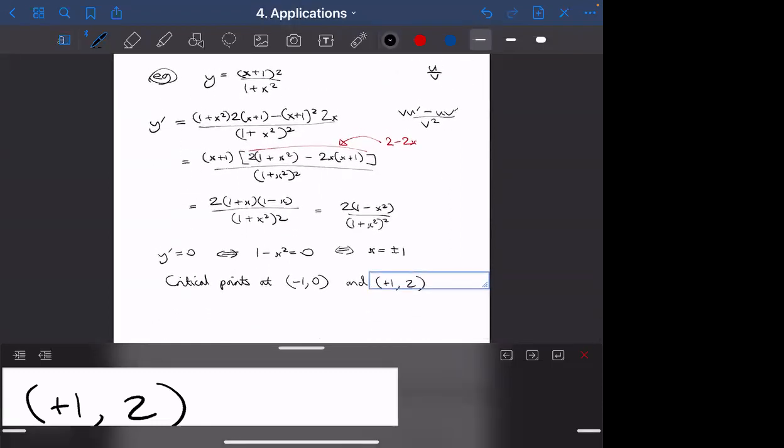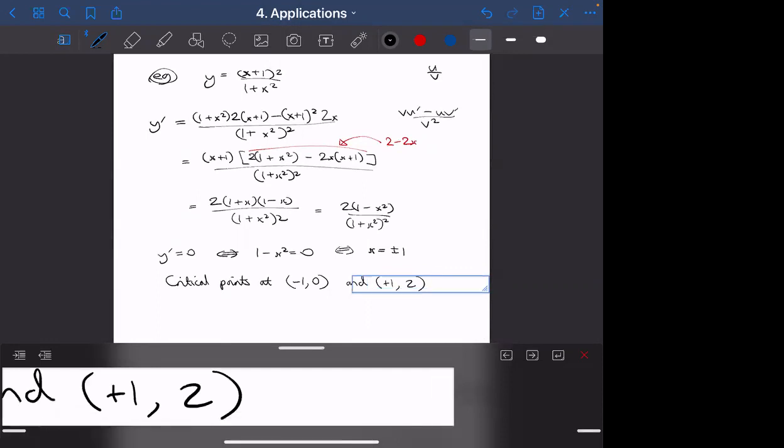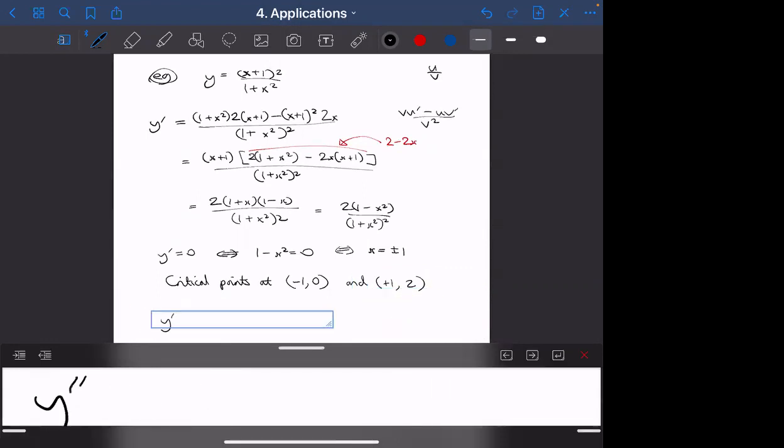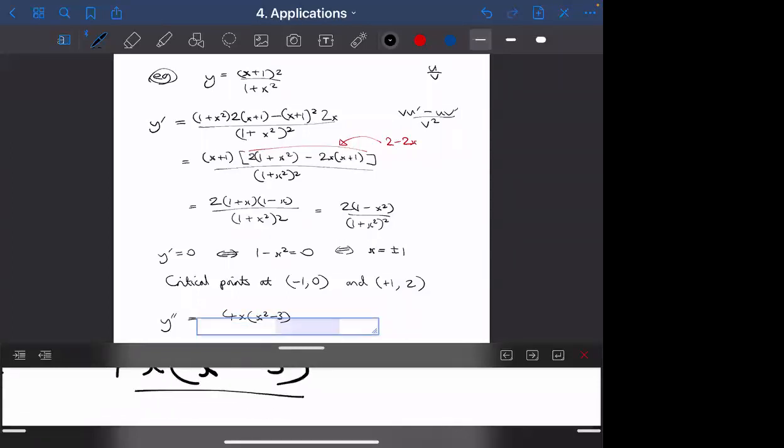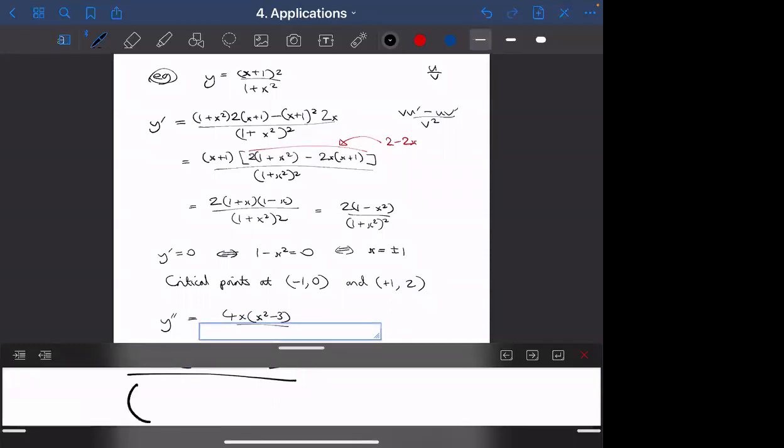So now we want to know if they're maxima or minima. So we calculate y prime prime. And this is just by the same method. We use the quotient rule for a derivative. And let me just give the answer, because otherwise it will take me some time. And this is in the book as well. So we get 4x times (x squared minus 3) over (1 plus x squared), now with a cube.